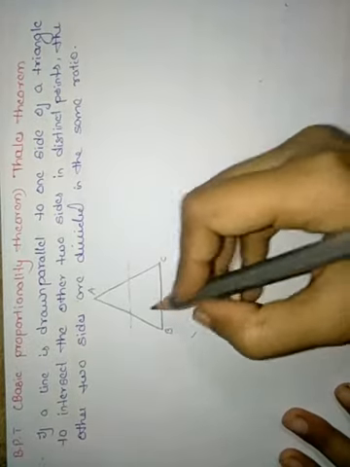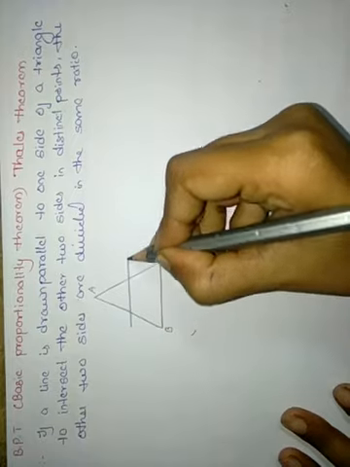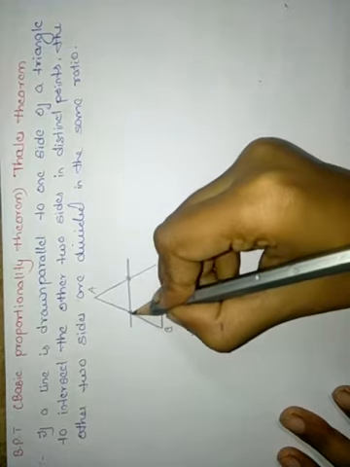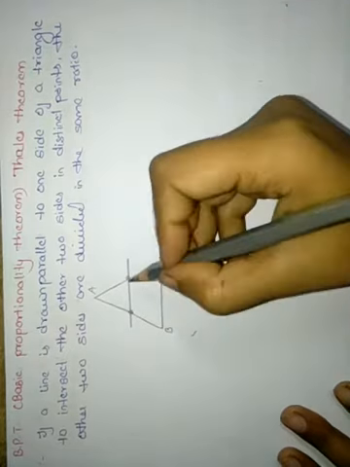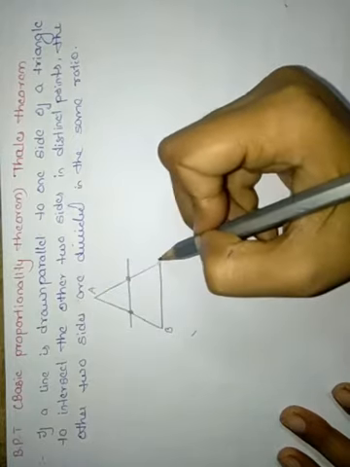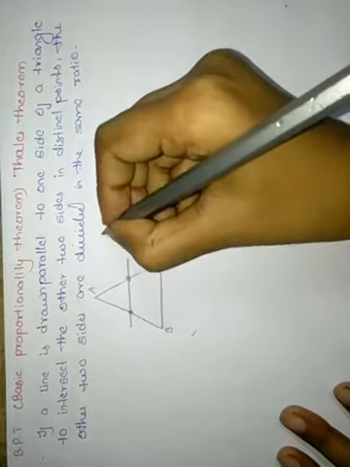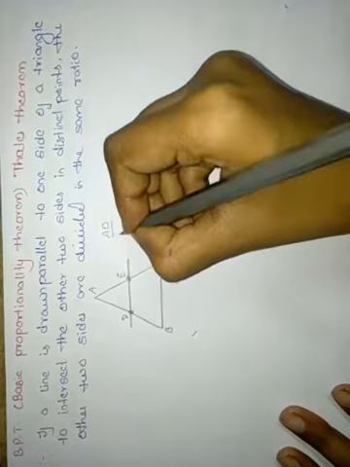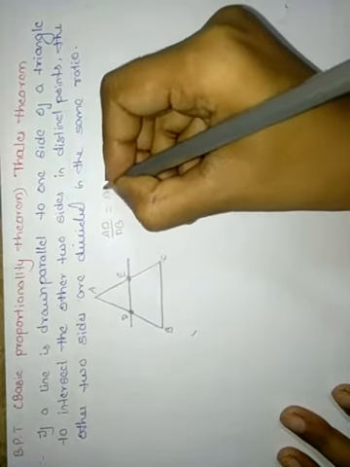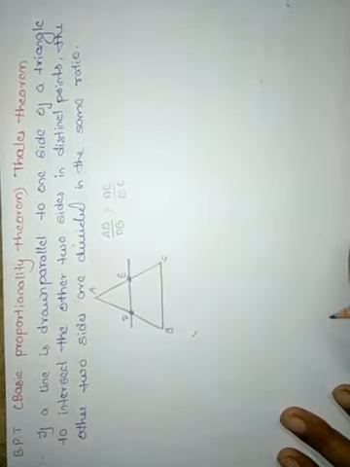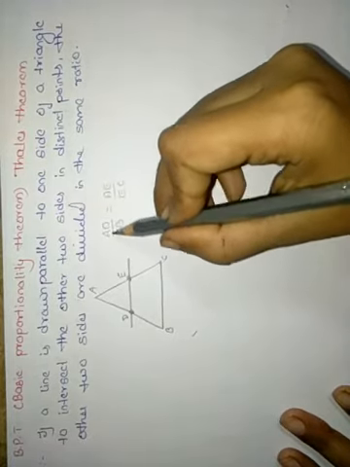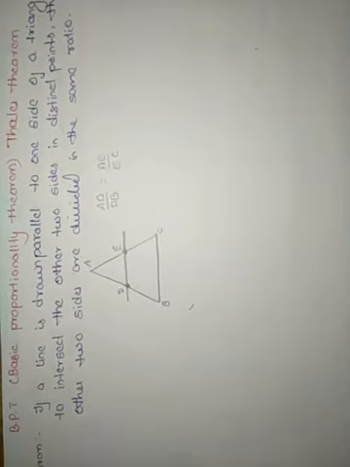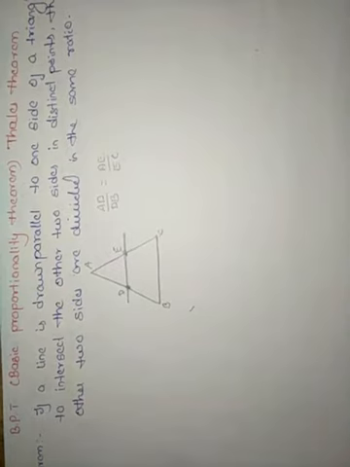For this triangle, if a line is drawn parallel to one side of the triangle, it intersects the other two sides at distinct points, and it also divides the other two sides in the same ratio. Say this is A, this is D, this is E, meaning AD divided by DB is equal to AE divided by EC. We need to prove this. For that, let us write the data, construction, and proof.